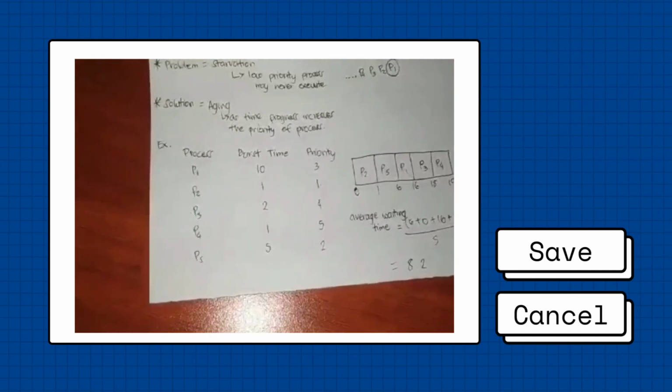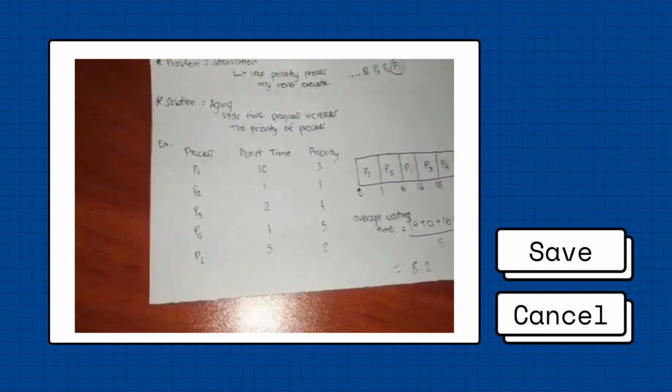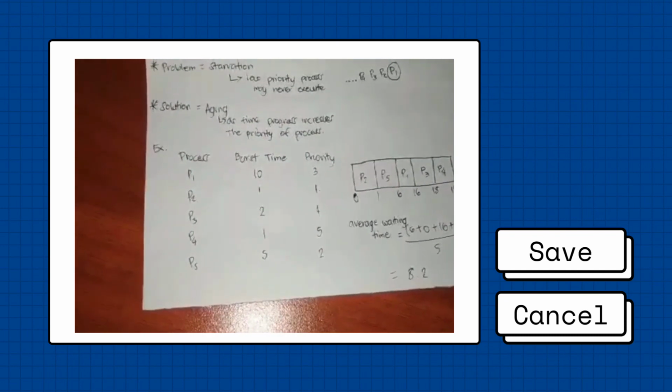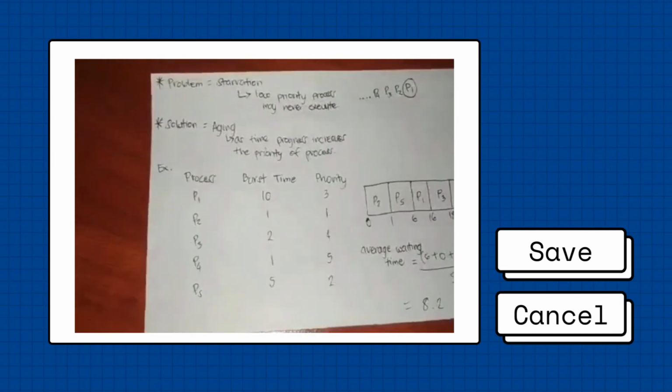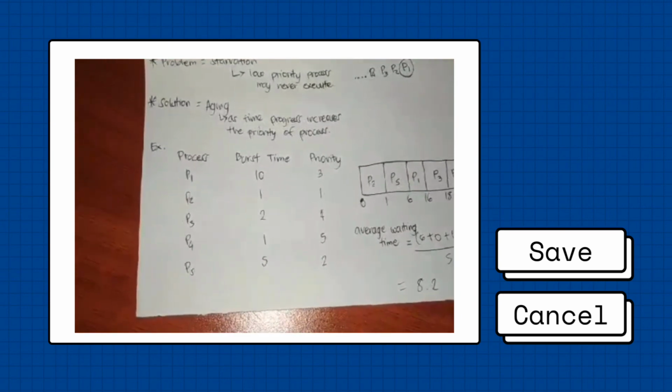The drawback of priority scheduling is the starvation of low priority processes. So that is all about the priority scheduling algorithm.